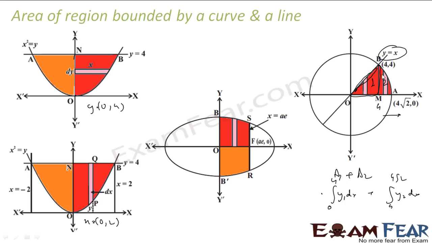So this y1 is nothing but the line equation, y is equal to x, so the integral is x dx from 0 to 4. Here y2 is nothing but the equation of this circle. Circle here is x square plus y square is equal to 2 square, so y will be the square root of 4 minus x square. So this becomes the integral of root of 4 minus x square dx from 4 to 4 root 2. Why? Because here this curve is varying. I'm trying to find the area between this curve and these lines.